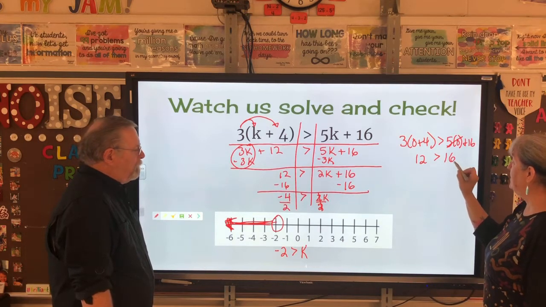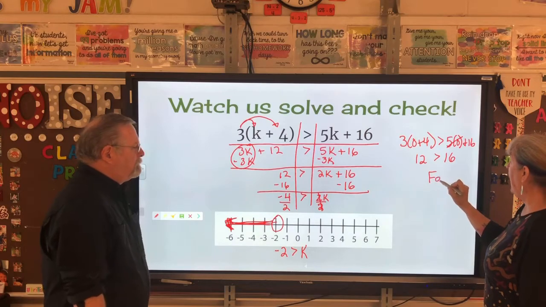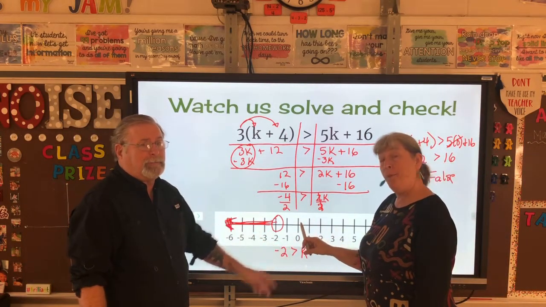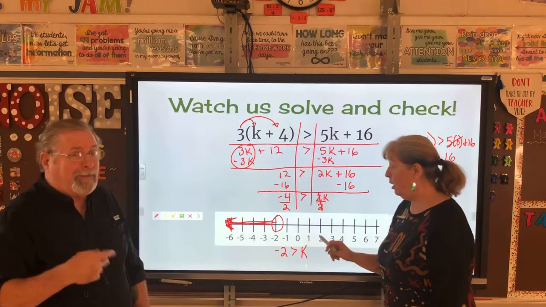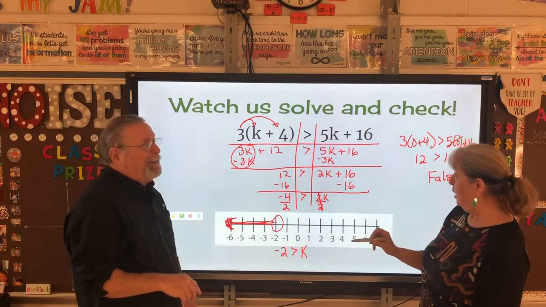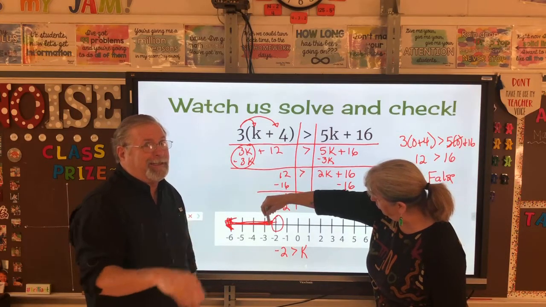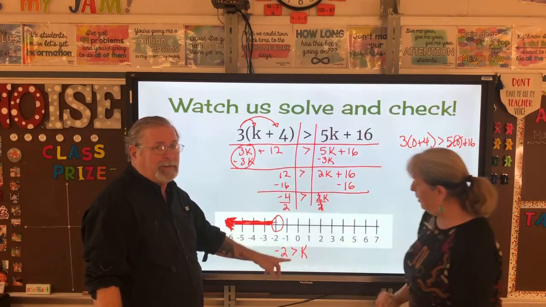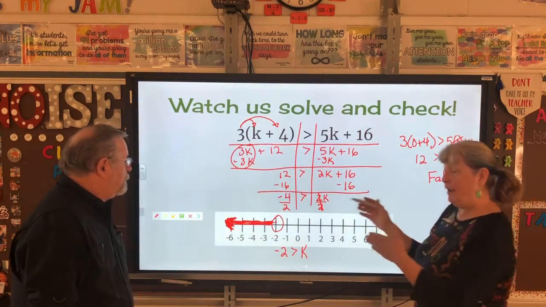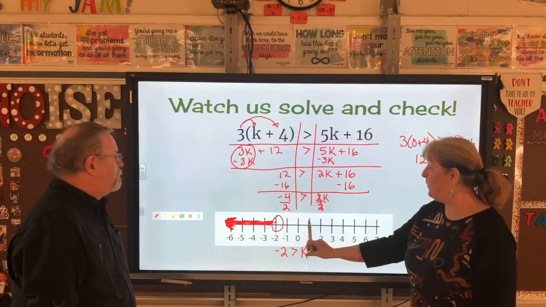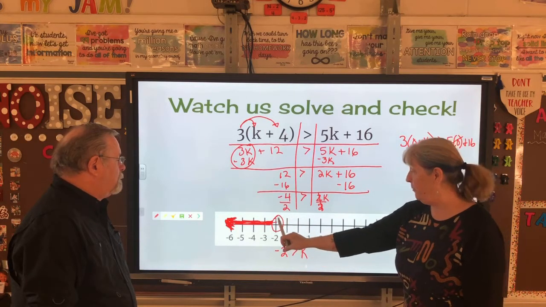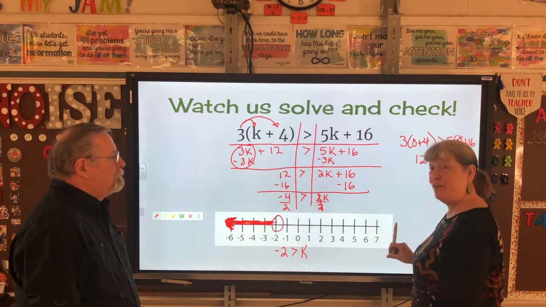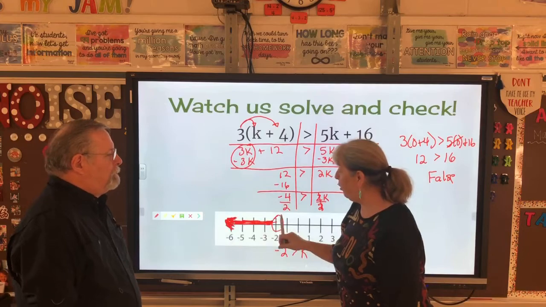Is 12 greater than 16? Nope. That is false. I'm going to come over here and look and say, 0 was not part of our answer. Therefore, it's not part of my answer. She had me worried there for a second because I wasn't looking down here and I saw 12 was going to be greater than 16 and I went, what did we do wrong? But it's okay because 0 wasn't part of our answer. I have proven that I've gone the correct direction by at least finding one thing on this side of my negative 2 that proves that this area to the right is the false side and the answers are all true.